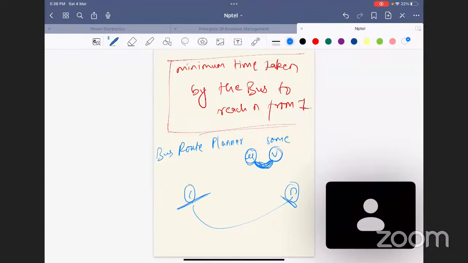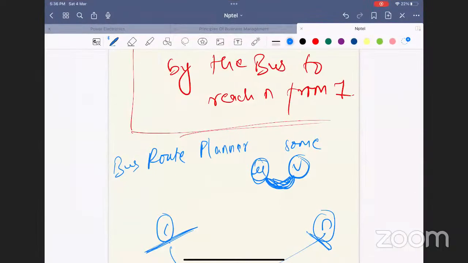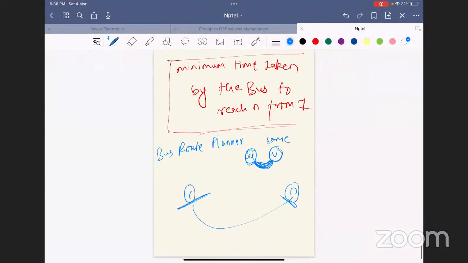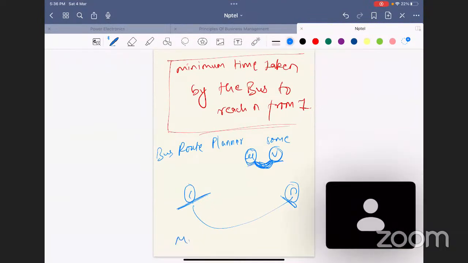How much time it takes for the bus to start from u and to reach v, and vice versa. You just have to calculate the minimum time required if the bus is able to reach n. If the bus is not able to reach n, just output -1.